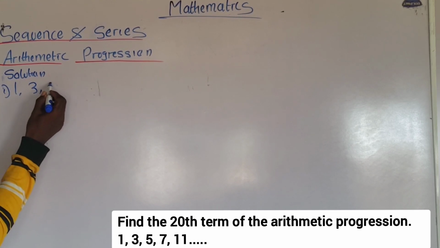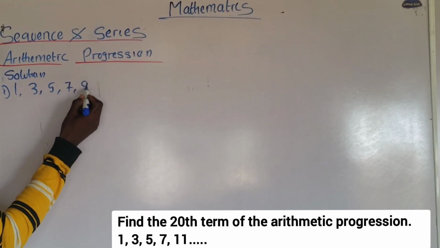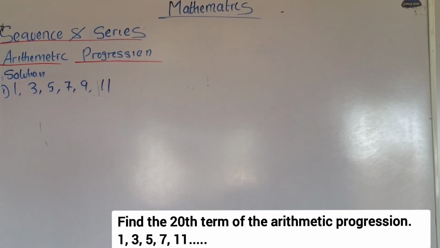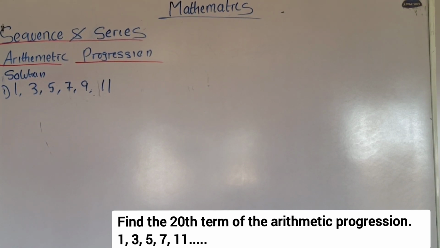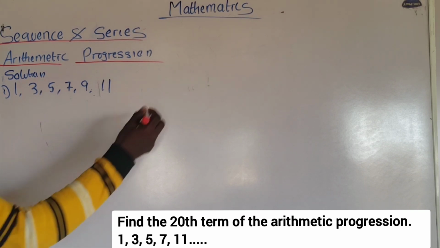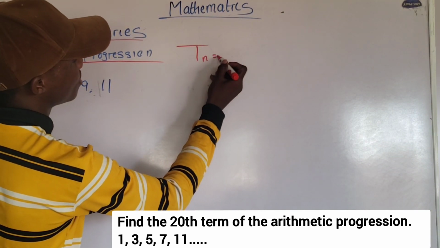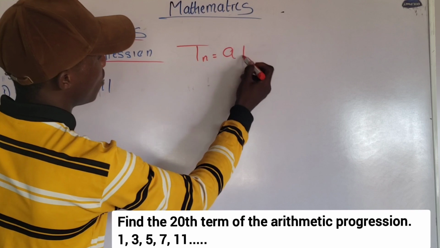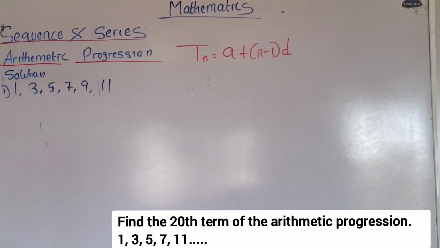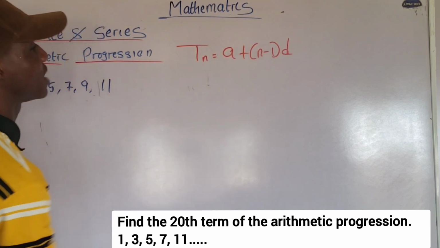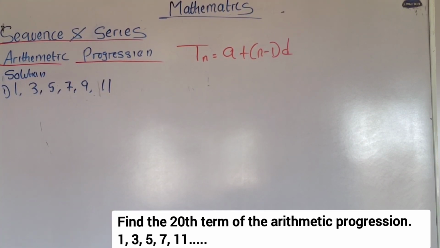Solution: 1, 3, 5, 7, 9, 11. We are asked to find the 20th term. Don't forget that in our previous class I gave you a formula for calculating the nth term of an arithmetic progression. The nth term can be calculated using a plus n minus 1 multiplied by d. That means that if we know the values of a and d, we can easily determine the nth term of our arithmetic progression.